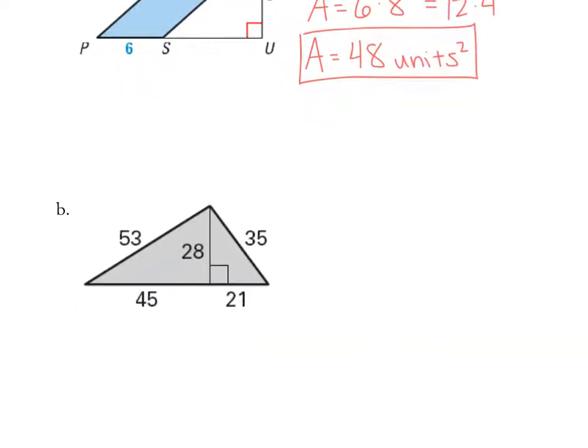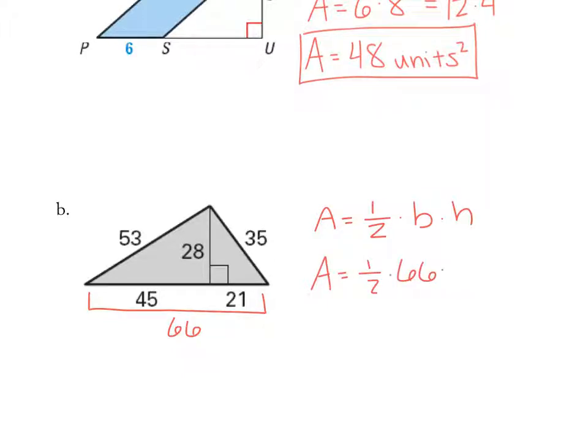Alright, so now this one is a triangle. So I'm just going to do one triangle. You could do 2, but I think it's easier to do 1. So my base is all of this. So I need to add those up, and it's 66. So my area is 1/2 times 66, and then the height is 28. So I get 924 units squared.